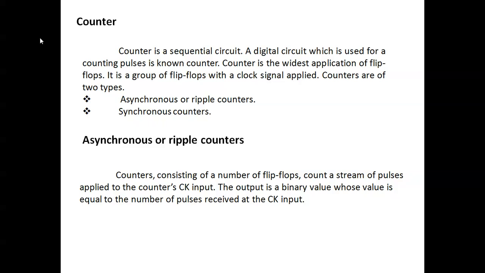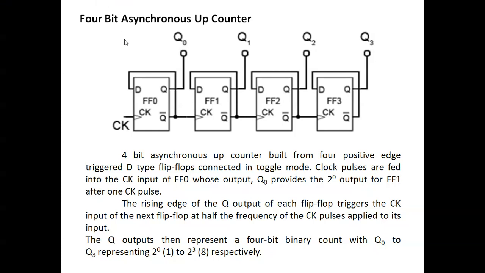Now the asynchronous ripple counter. It consists of a number of flip-flops and counts a stream of pulses applied to the counter's input. This is an asynchronous sequential circuit, a 4-bit asynchronous up counter. Asynchronous counters come as up counters and down counters, and an up-down counter is also available in the same device. Now we are going to see what an up counter and a down counter are.